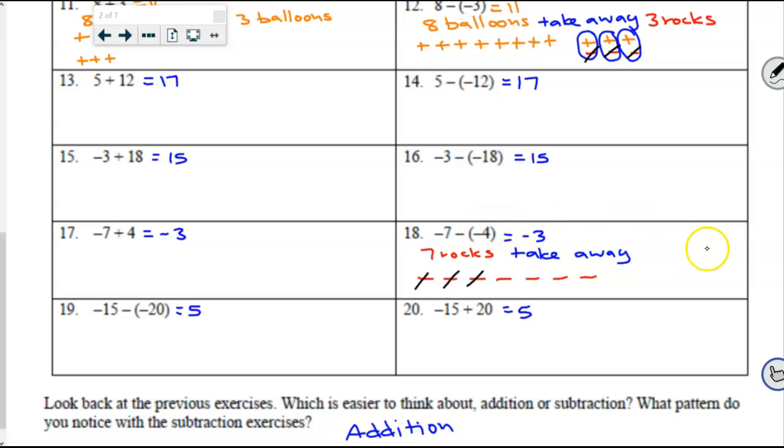I apologize. 7 rocks, take away 4 rocks. I saw my answer and I got too excited about the answer. 7 rocks, take away 4 rocks. 1, 2, 3, 4. Now I am left with those 3 rocks. Does that make sense? Yes. 16 for Luis, you got it. So, -3. That means I have 3 rocks. Oh, I'm going to write it down though too.